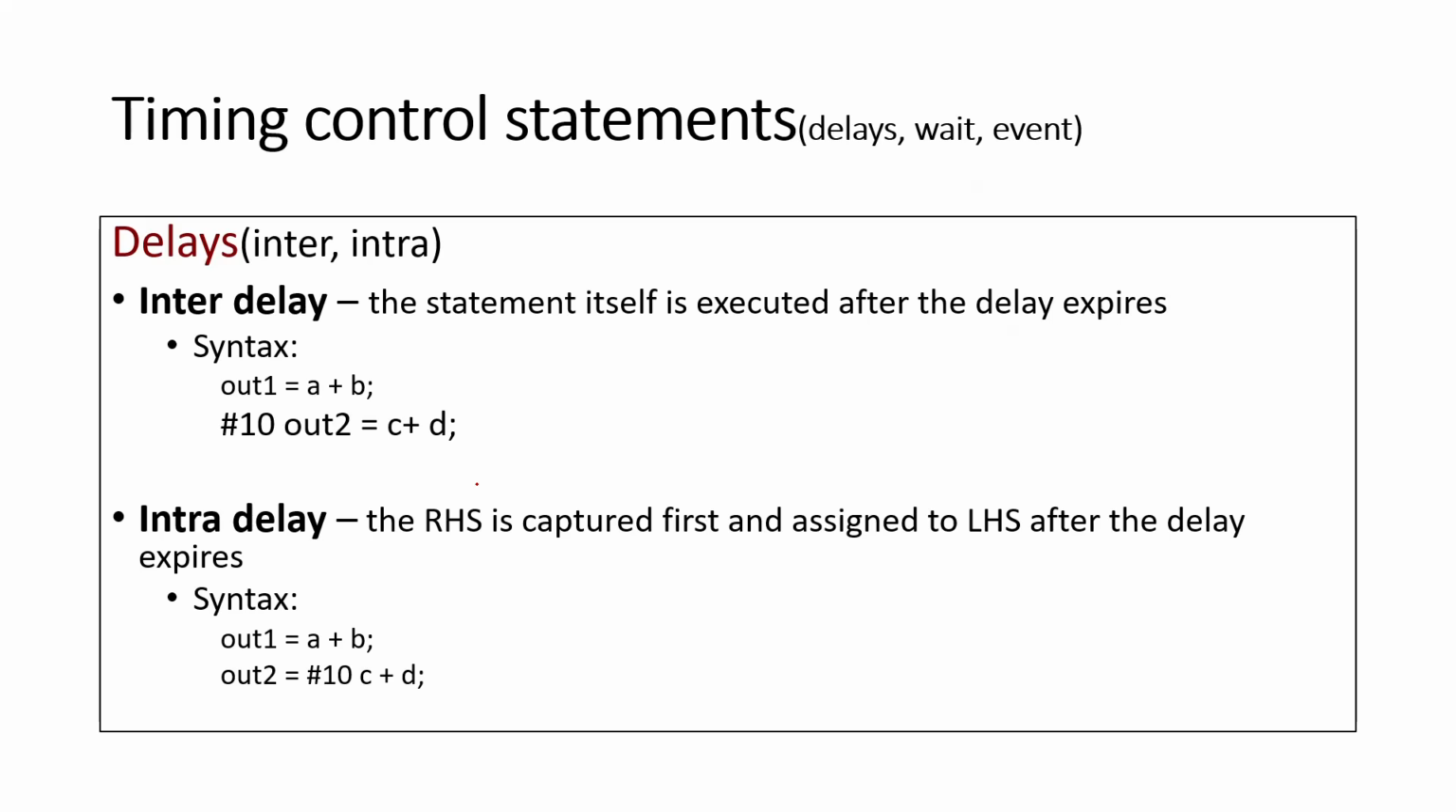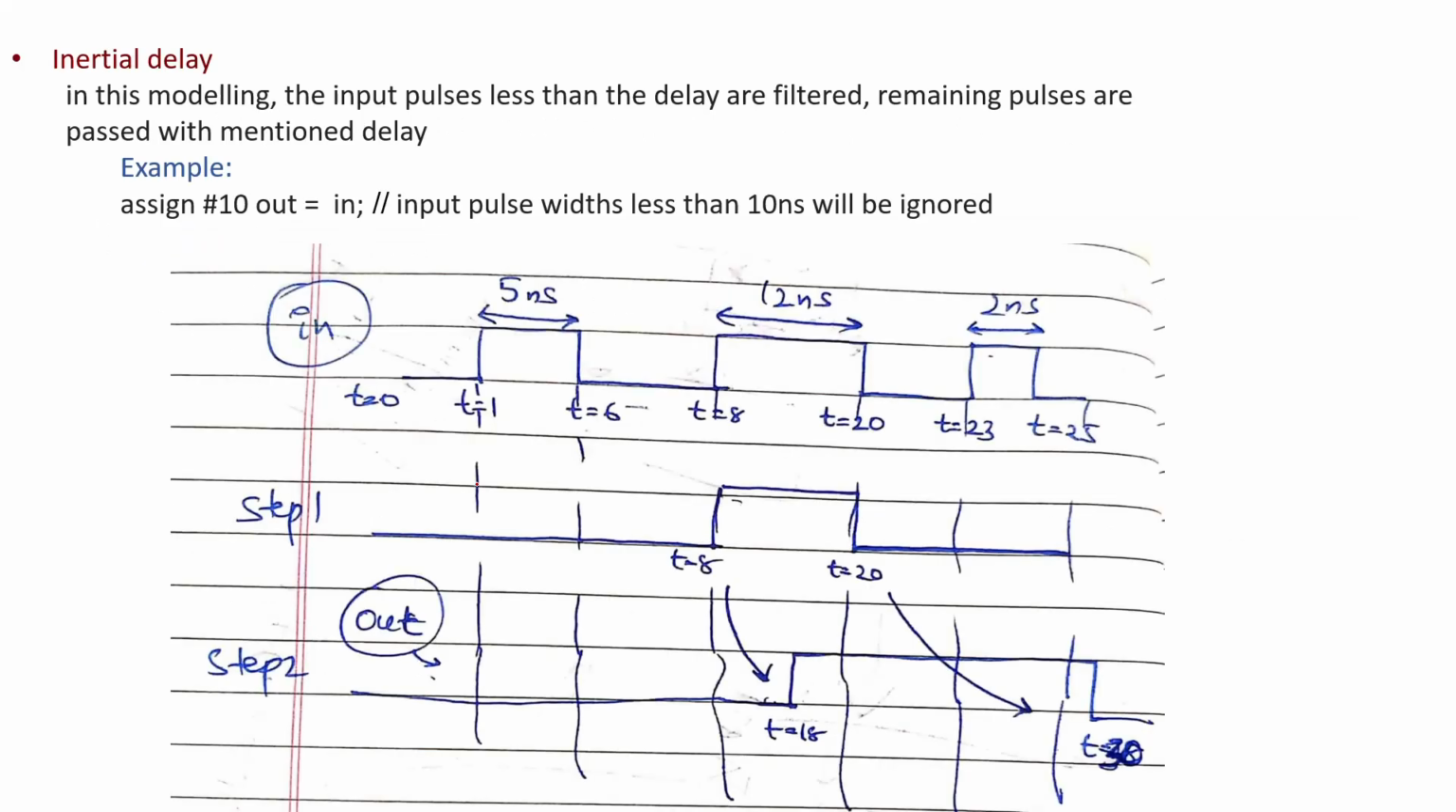I told you that the timing control statements are delays, wait, and event. That is already explained, right? And now inertial delay. What is meant by inertial delay? Sometimes an inertial delay will be on your input side, say #10. That means the input is assigned to the output, but the output is executed after a 10 second delay. In inertial delay, pulses shorter than the 10 second delay are all vanished, erased. They will not appear on the output side.